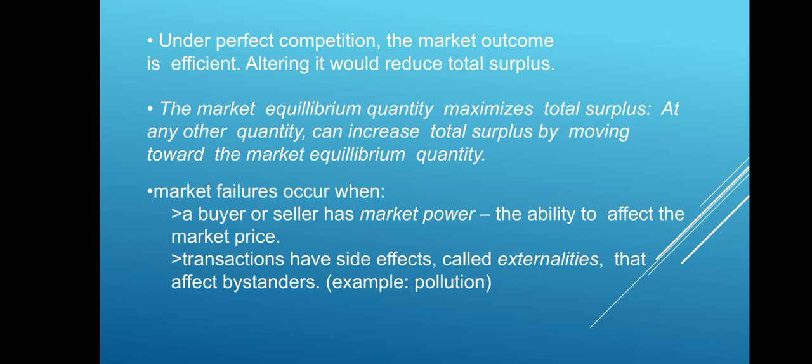Market failure occurs when a buyer or seller has market power, the ability to affect the market price. For example, there is a single buyer who needs the product which is sold by many sellers, or there is a single seller who sells the product which many buyers, or even a single buyer, requests. Then the seller becomes a price setter, which is not a good market, so the market fails.